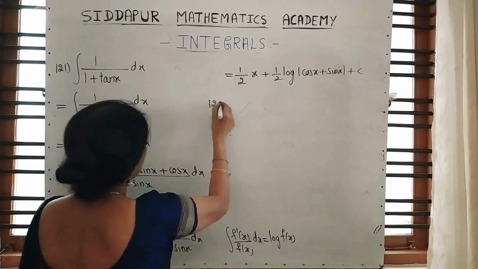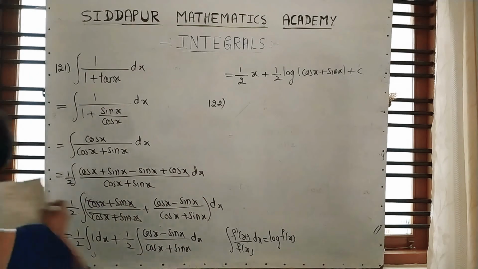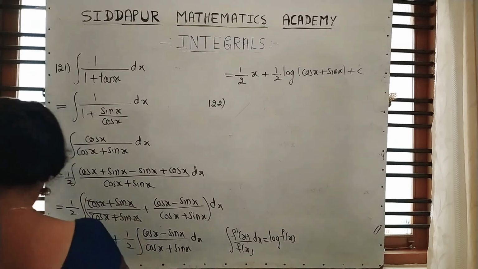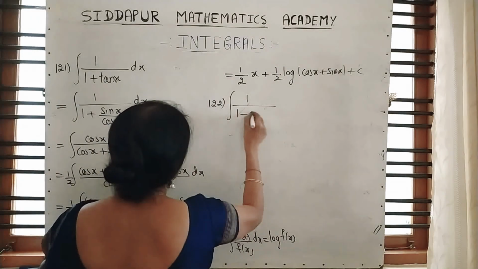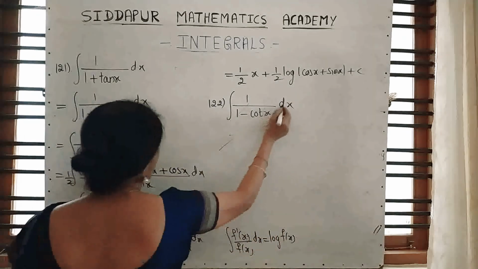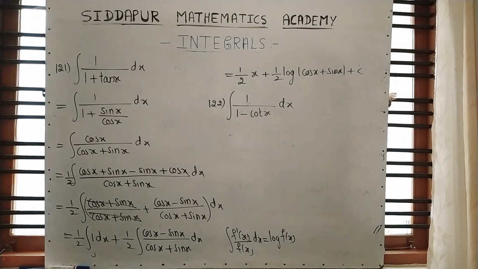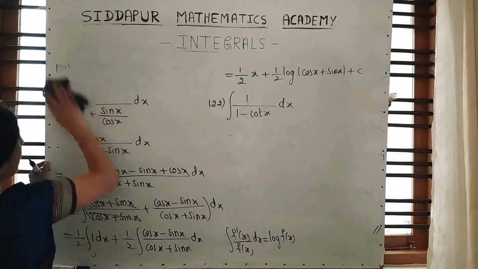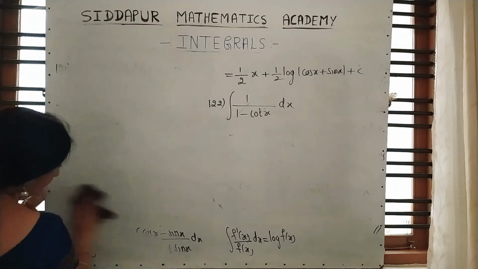Moving to the next question, 122. 1 upon 1 minus cos x. In the similar way, convert. Only 4 questions are there. 2 questions we solved in the exercise, 2 I am explaining here. In 7.2 already I explained that.